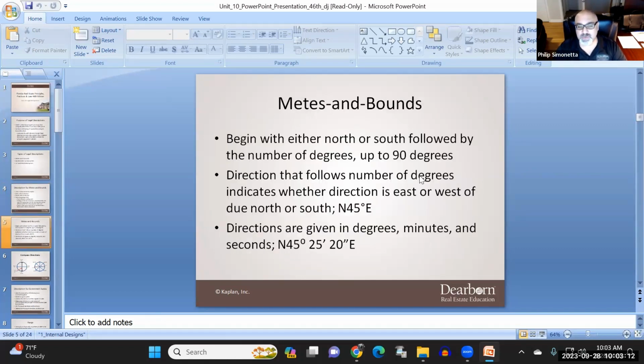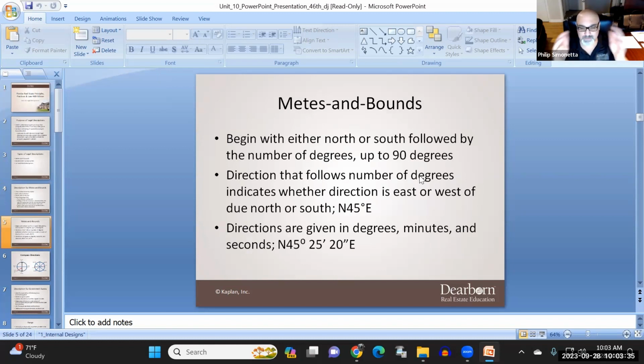So it begins with either north or south, followed by the number of degrees, up to 90 degrees. The direction that follows the number of degrees indicates whether the direction is east or west of due north or south. An example, north 45 east. So directions are given in degrees, minutes, and seconds.